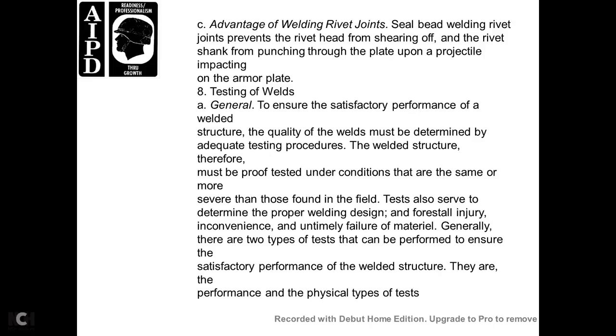Testing under severe conditions determines the proper welding design and forestalls injury, inconvenience, and ultimate failure of the material. Generally, there are two types of tests that can be performed to ensure satisfactory performance of the welded structure. They are the performance and physical types of tests. Performance test. Material prepared by the standard welding procedure may be tested by operating the machine, performing the function for which it was designed.